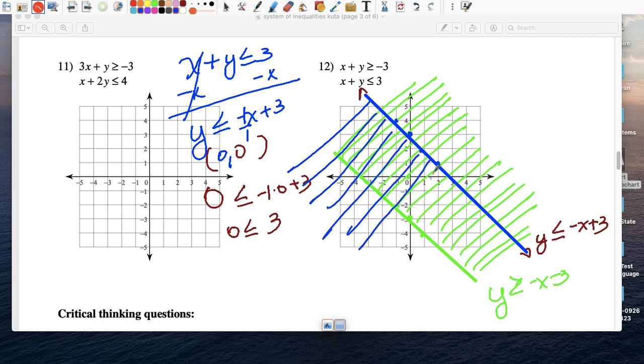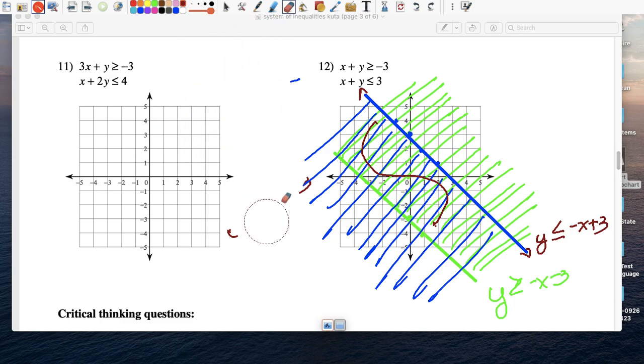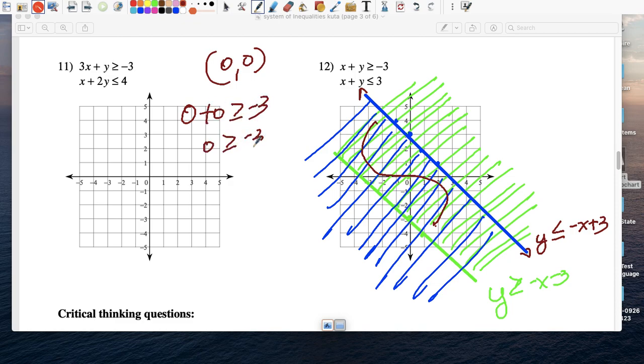So what's my solution here? My solution is this narrow area here. I'll put a big S here. This is my solution. Points in there. Okay, that's where my mistake was. Let's pick a point there. Let's pick 0, 0. Well, it's a point in that solution area, right? Let's see if it works for the first one. 0 plus 0 is greater than negative 3. That's true. The second one, 0 plus 0 is less or equal to 3. That's also true. So now I'm correct.